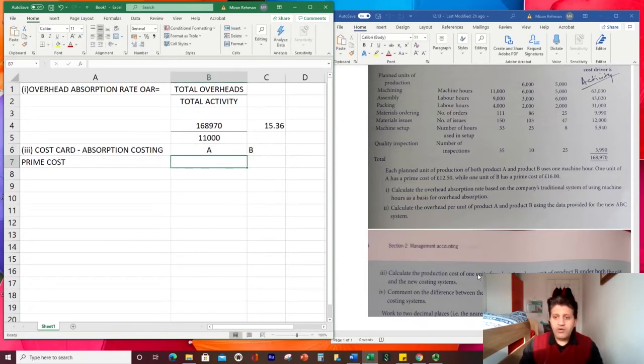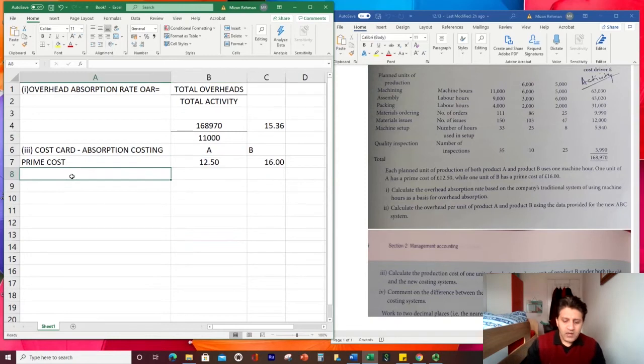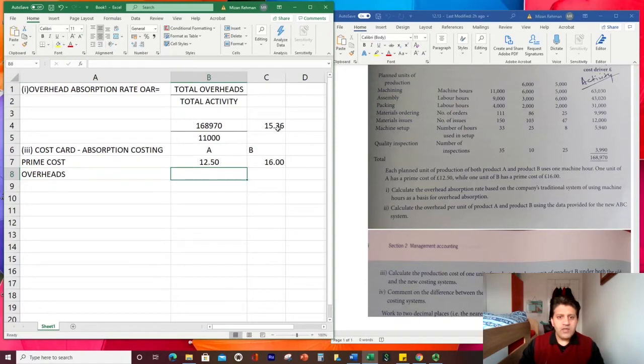The cost for product A is given here, 12.50 and 16. So 12.50 and 16 pounds. Let's keep it to 2 decimal places. There we go. And then we add our overheads. Overheads are given here, 15.36. For 1 hour of machine, if a product uses 1 machine hour, it will absorb £15 and 36 pence.